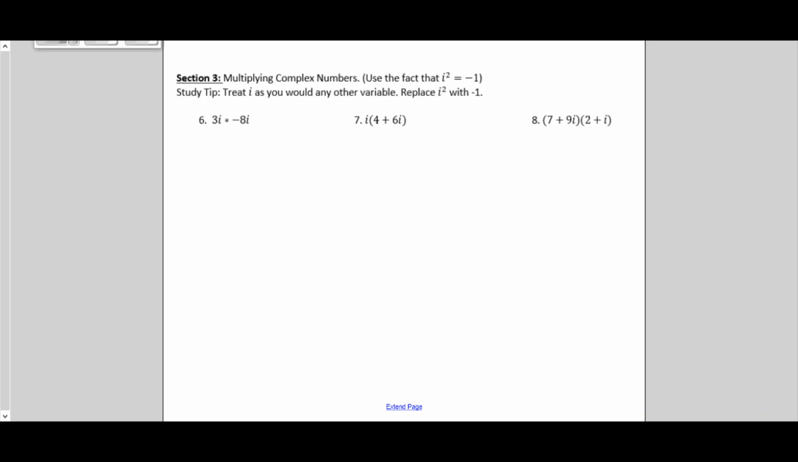Section 3. Multiplying complex numbers. Again, treat i as if it's a regular variable. So as if it was like an x or a y. We're just going to treat it that same way. The one difference here, when we're multiplying complex numbers, we are going to replace i squared with negative 1. So anytime you see an i squared, you've got to replace it with negative 1.